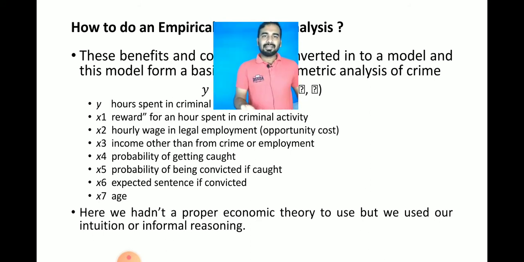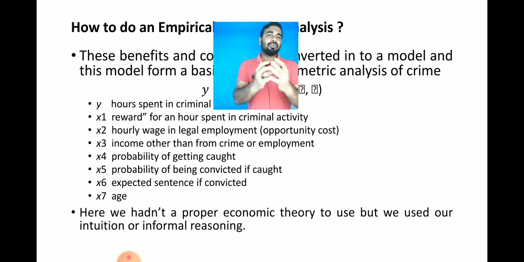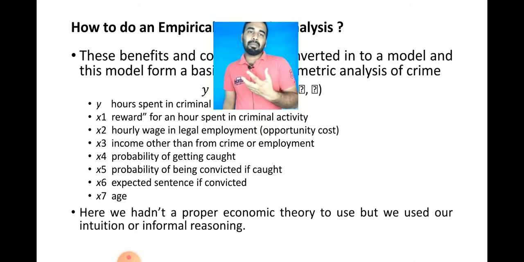Okay. Then the second variable is the hourly wage in legal employment. As we know, criminal activity is illegal employment. So if a person has legal employment, then he won't go for illegal activity because he is getting some money from the legal activities itself. So there is a negative relationship between legal employment and illegal employment, or hours spent on illegal activities.